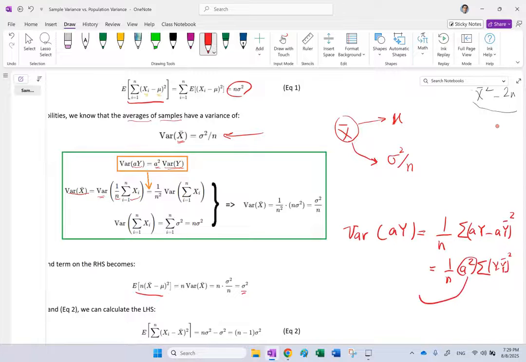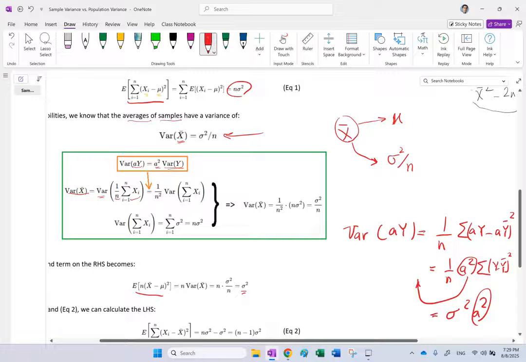And if you bring this a squared out, this summation over n, that is sigma squared, so it's going to be sigma squared over n. Sorry, sigma squared times a squared. So that summation over n is sigma squared, and then of course multiplied by a squared. So you see, when I multiply a variable by a, the average is multiplied by a, but the variance is multiplied by a squared. So that's not really a big deal to show.